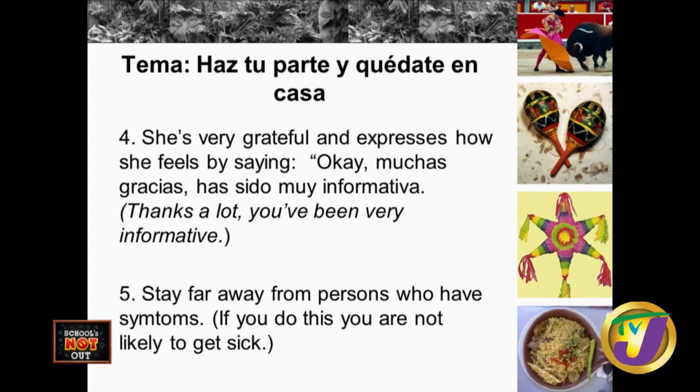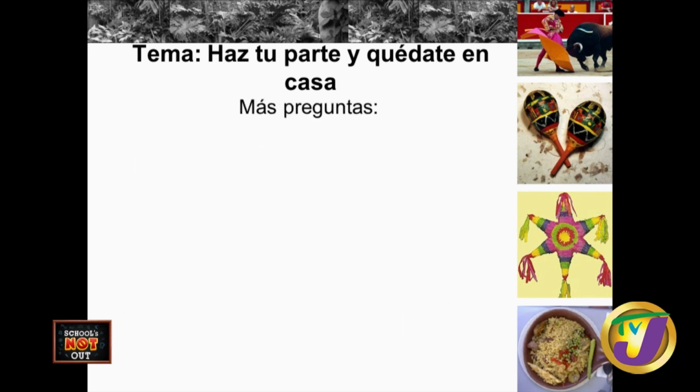Y número 5. Stay far away from persons who have symptoms. So, if they look like they're sick, stay away from them. Sí, muy bien.